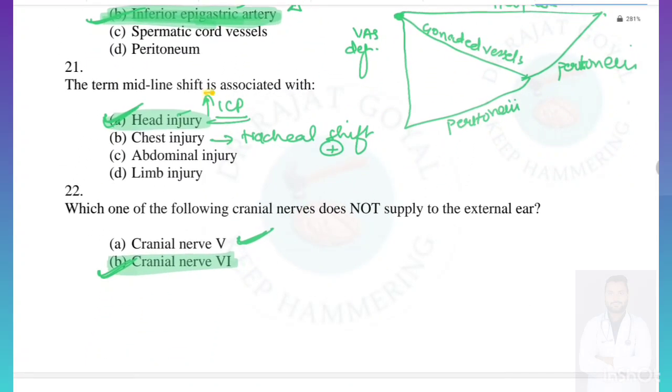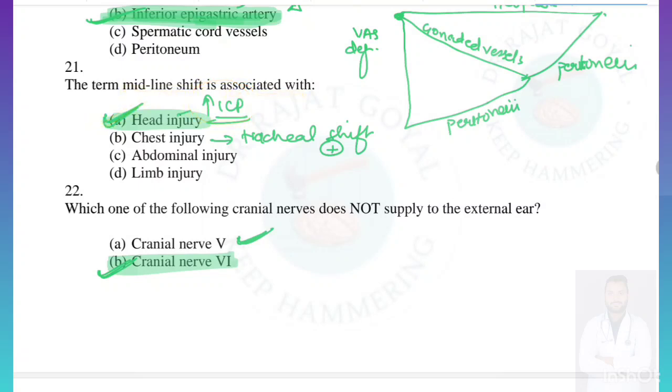The term midline shift is associated with. So midline shift is generally associated with the head injury, and tracheal shift is associated with the chest injury in which the trachea shifts to the opposite side. But the midline shift is generally associated with the increase in the ICP in the head injury.